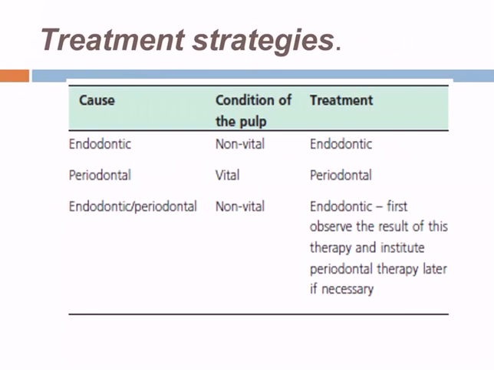If the pulp is non-vital, you know, sure shot, it is endo. If it is vital, no need to go for unnecessary RCTs. Go for the periodontal treatment. But if both the problems are occurring in the tooth, then it is always endodontic first and then the periodontal problem, provided the pulp is non-vital. So the condition of the pulp is very important.